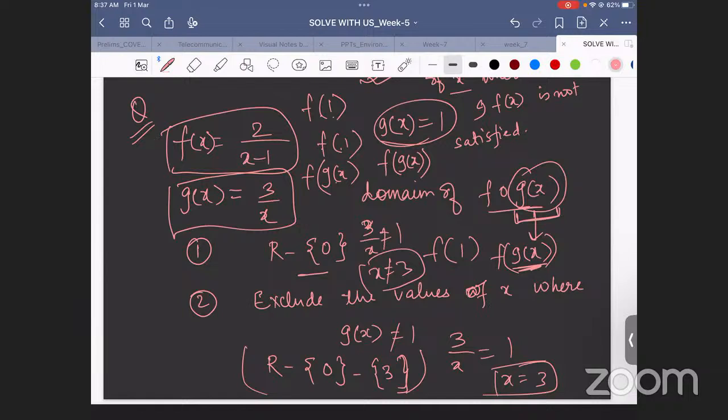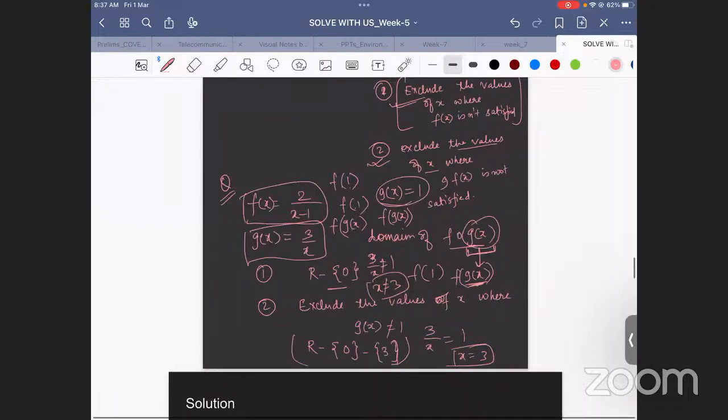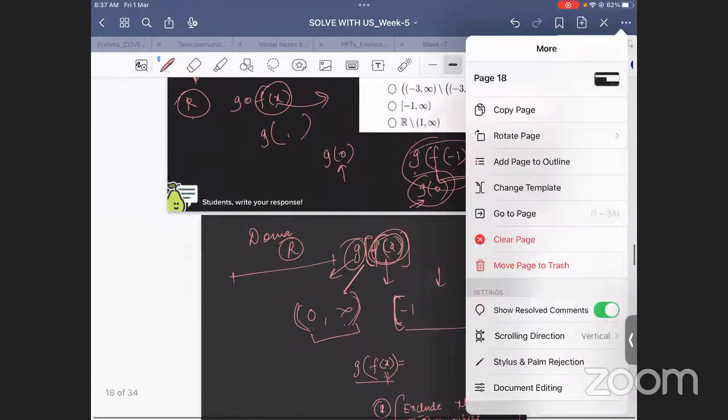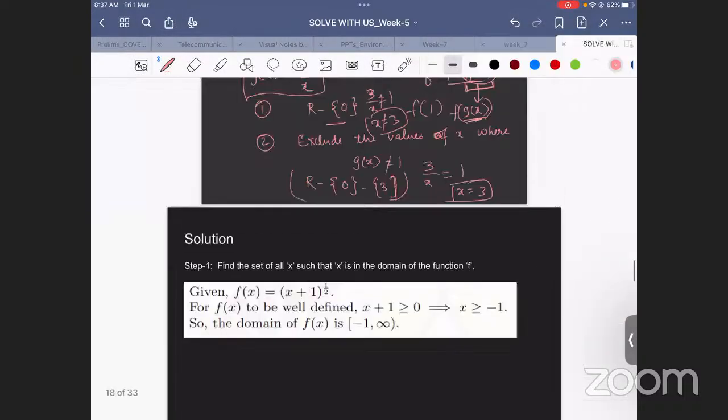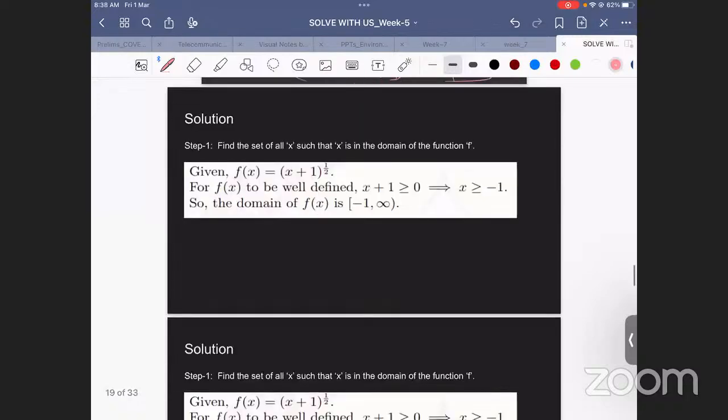Is it clear? Got it. Or should I explain it again? So this one is clear. Yes, sir, the one above also. Okay, it's clear, right? Okay, so let's move on.